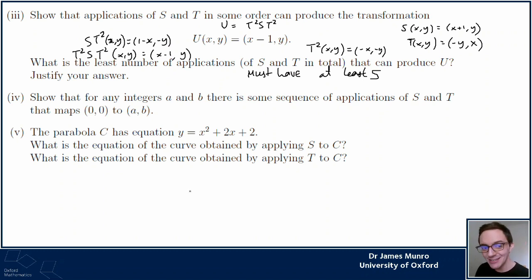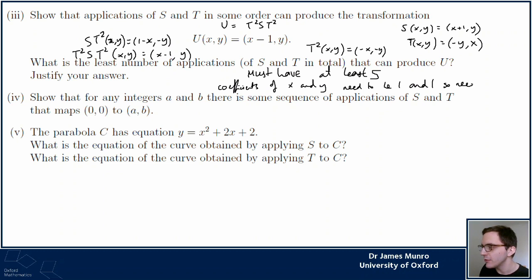Sorry, we must have at least one s. We must have at least one s, and then I've got to think about how many t's I want. After playing around with it for a while, I realised that it doesn't matter what you're doing with the s's. The coefficients of x and y need to be 1 and 1. That only happens if you do a multiple of 4 t's. So I need a multiple of 4 t's.